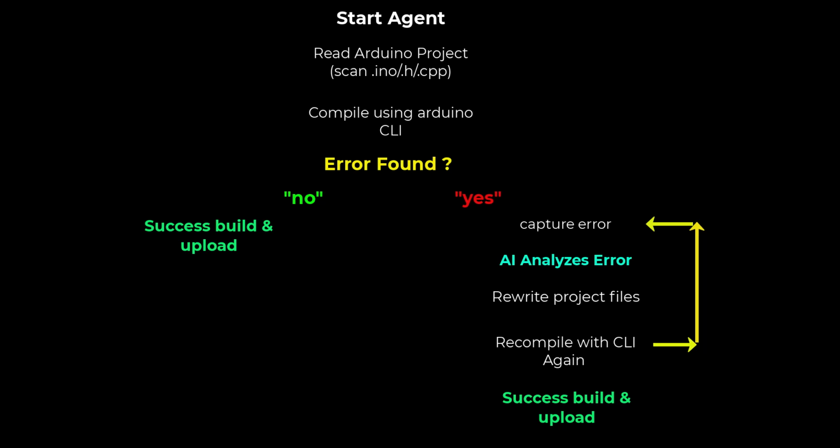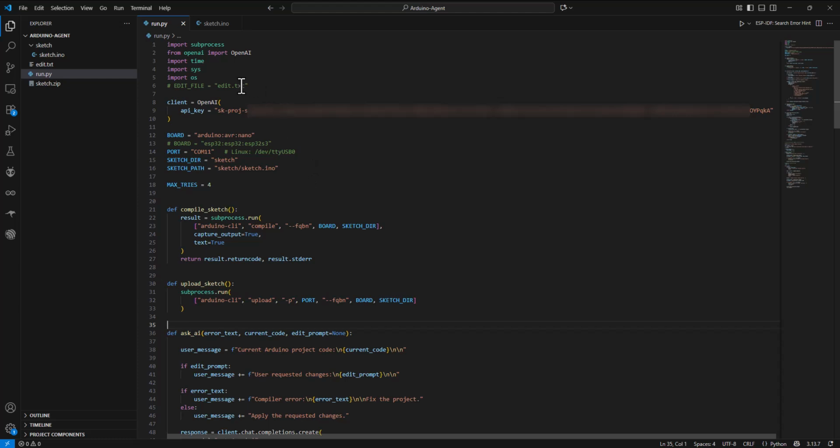Our Python AI agent script is here. Now let's open the main Python file. Here at the top, we have some important settings. First, for AI functionality, I'm using OpenAI API. So here we define the API key.